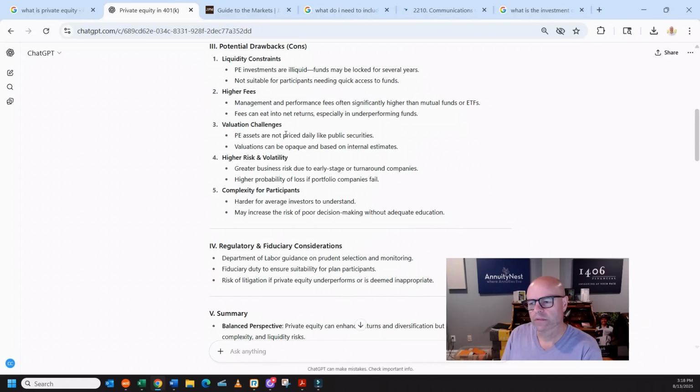Whereas the stock market, millisecond by millisecond, the price of stocks changes. Even if it's only by a penny, the price can change. So valuation changes are a problem.